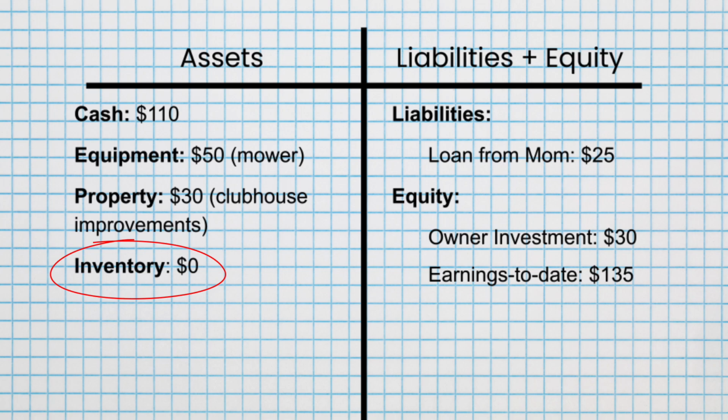Now what happens to the inventory? We no longer have those snacks. Inventory goes from 10 to 0. But that $10 did not just vanish. Here's the key question. Does that $10 stay an asset? No, it does not. We use that inventory in order to make the snack sales. That cost now becomes cost of goods sold, otherwise known as COGS.